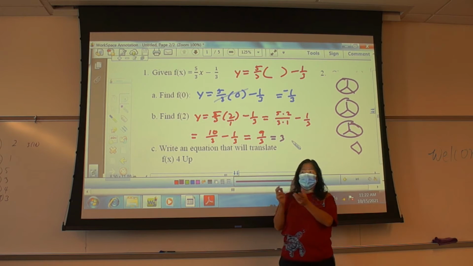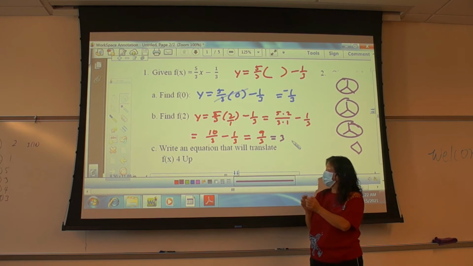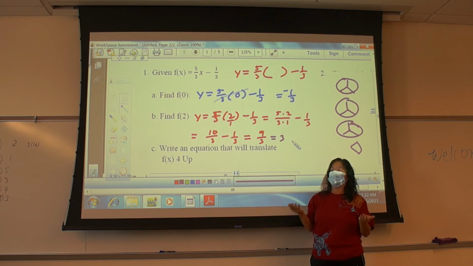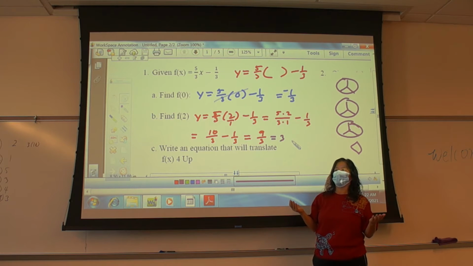So what if the numbers were different, if it wasn't a 3 on the bottom? Okay, so I'm not going to give you that in class. Then that would be a Math 55 question. That's not a Math 50 question.